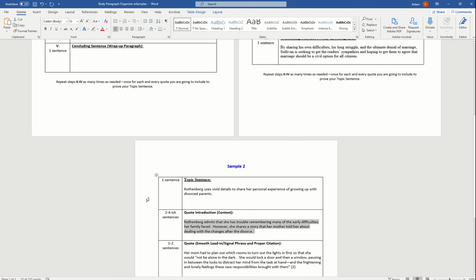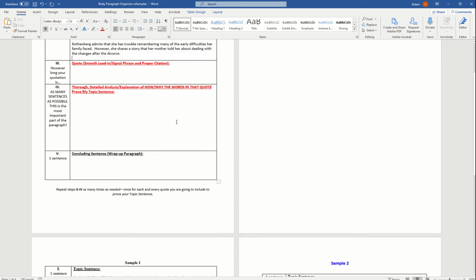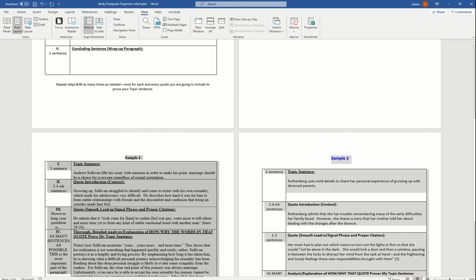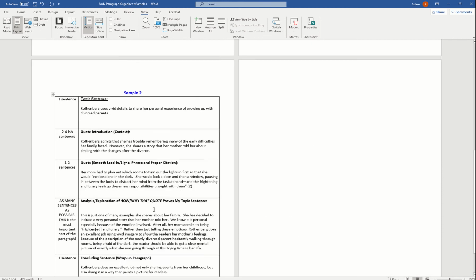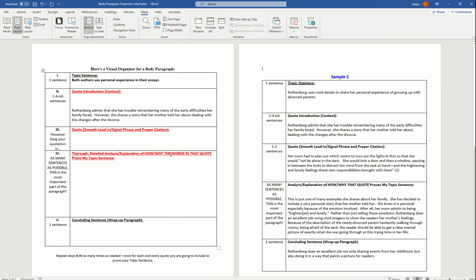I need context for the quote. That's context. How did I find that context? How did I know what to write for context? Well, let me show you. I'm going to get rid of this Sullivan one just to get it out of the way. There we go. Well, here's the quote I picked.